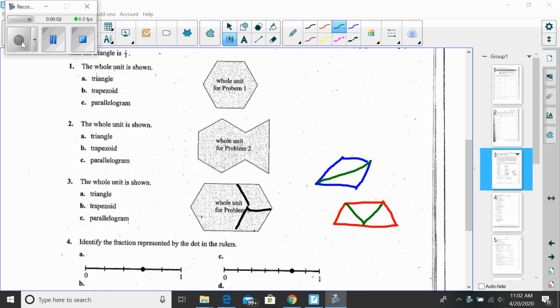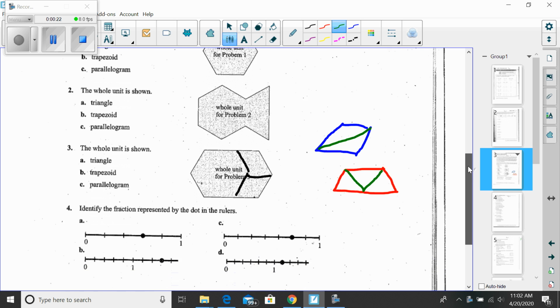I am currently on page 3 of the packet, and we're still working on this idea of the value of each piece depending on what we establish as the whole. So number 1 is sort of the natural choice, right? Letting that yellow hexagon be the whole. I'm going to do number 3 with you.